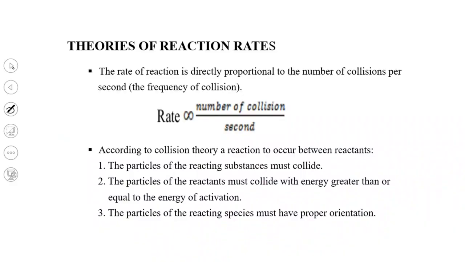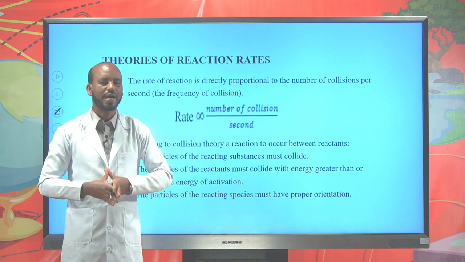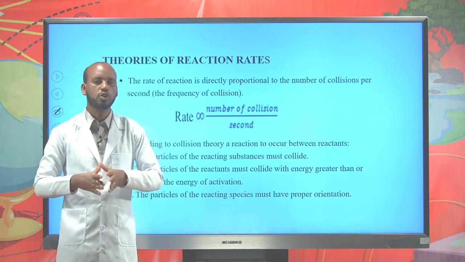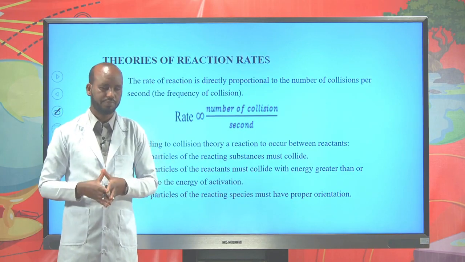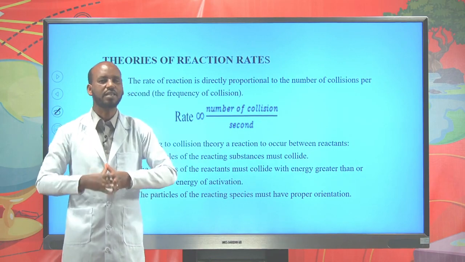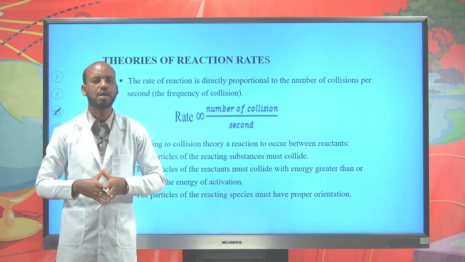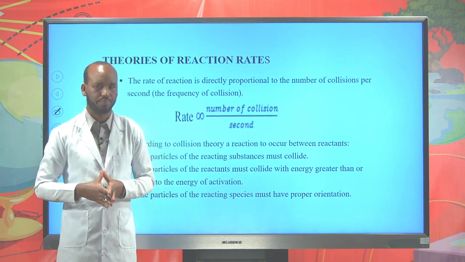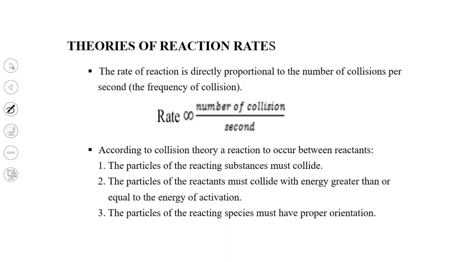The third postulate of collision theory is that the particles of the reacting species must have proper orientation. Colliding species having enough energy must be oriented properly. If the reacting species have no proper orientation, then there is no reaction between them. These are the postulates of collision theory.